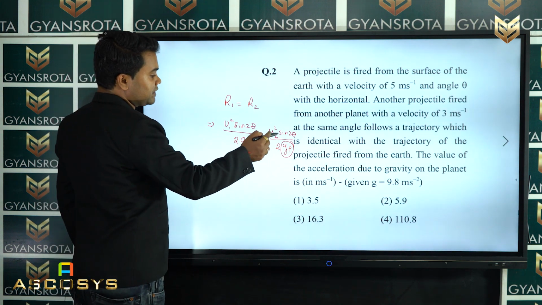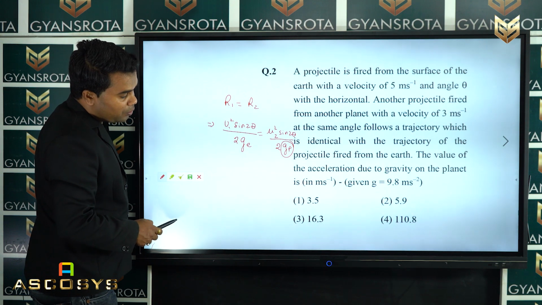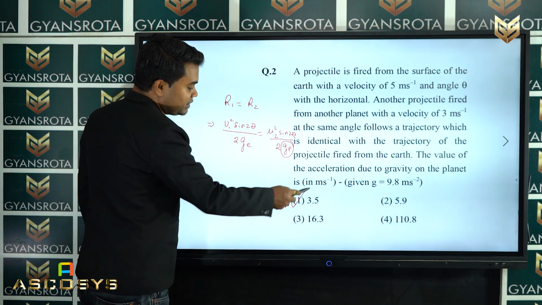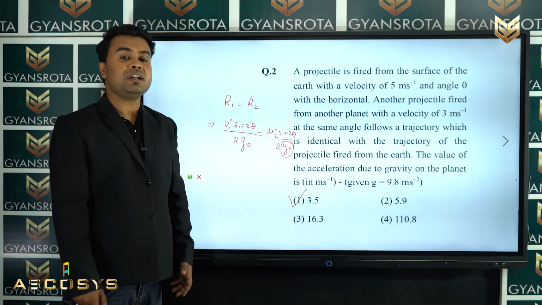So you need to calculate this, other values are known to you. So if you solve this one, the correct option for this one will be option number 1, that is 3.5. So question number 2 answer is 3.5.